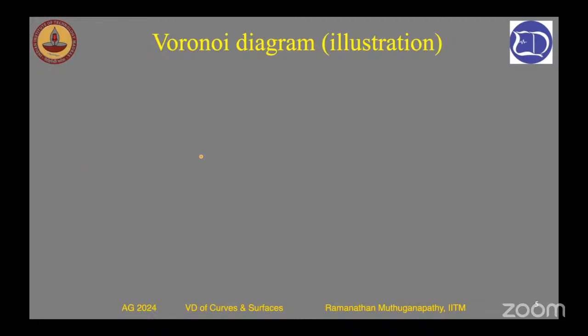So if you take 2 points in the plane, you can observe that there will be a perpendicular bisector between the 2 points, and this perpendicular bisector actually becomes a Voronoi diagram, because you can see that it divides the plane into 2 halves. So any point that you take here, you can see P1 is always the closest, so this will become the Voronoi cell of P1.